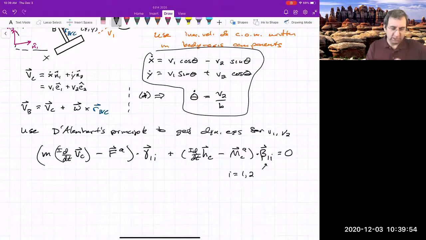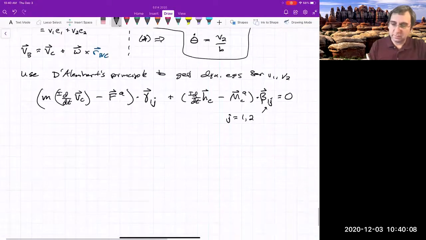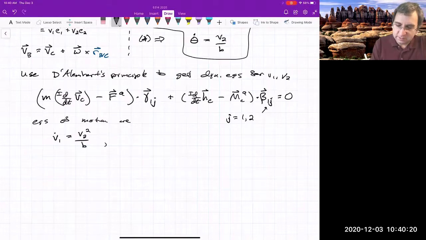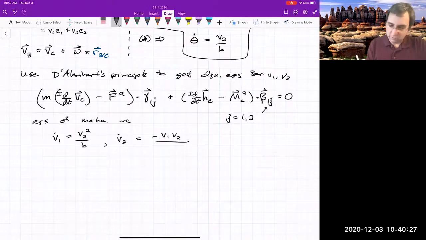So I here is 1, 2. I think maybe before I wrote this as J, so just to not confuse people. There we go, J. So you get your two equations of motion. Here's what they turn out to be. You get V1 dot equals V2 squared over B, and V2 dot equals negative V1 V2 over B.